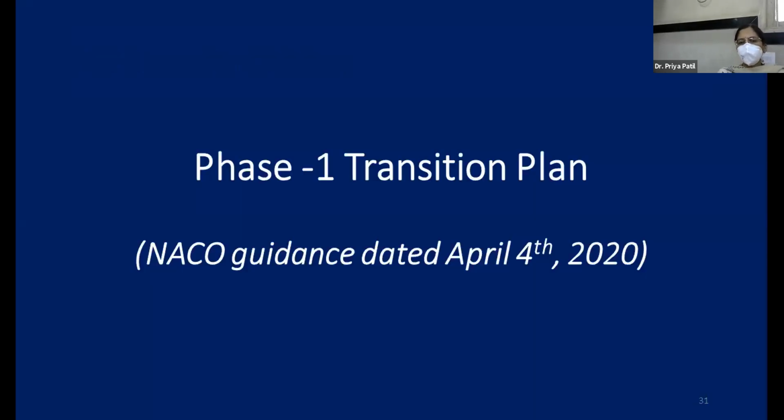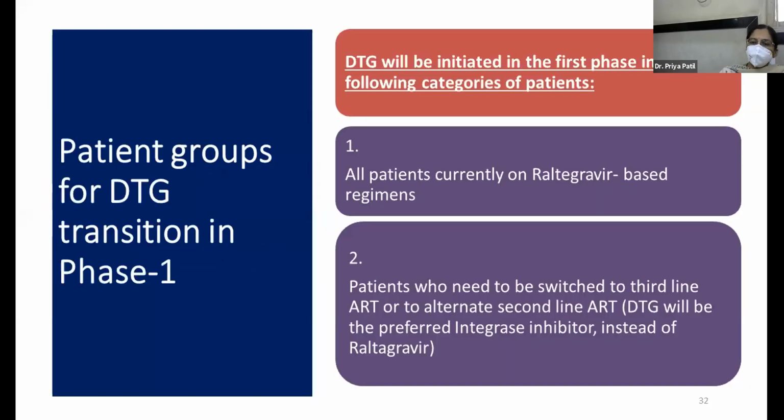Now the most important, the phase 1 transition plan. This is the plan for the phase 1 which we are going to implement. In phase 1, DTG will be initiated in the following categories. Only these categories will have DTG initiated: all the patients currently on raltegravir based regimens, and patients who need to be switched to third line ART or to alternate second line ART.